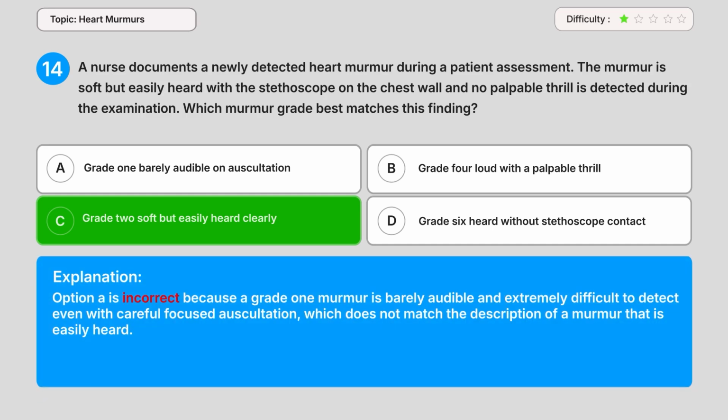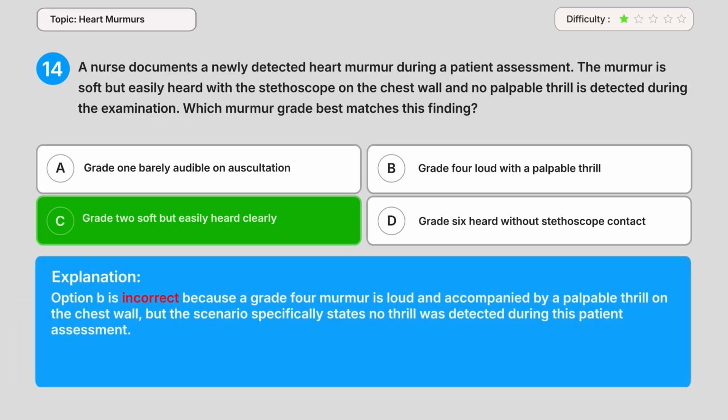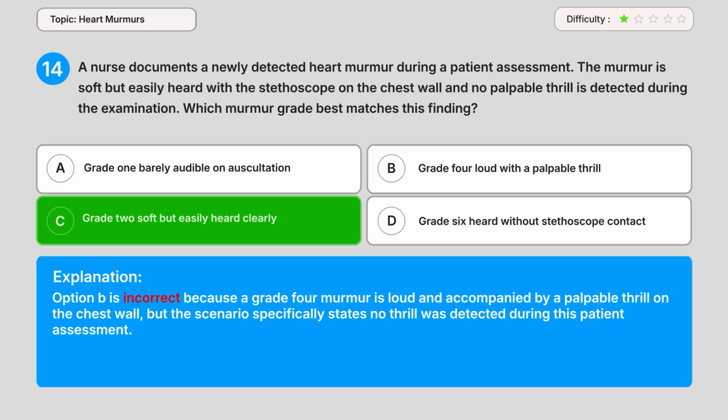Option A is incorrect because a grade 1 murmur is barely audible and extremely difficult to detect even with careful focused auscultation, which does not match the description of a murmur that is easily heard. Option B is incorrect because a grade 4 murmur is loud and accompanied by a palpable thrill on the chest wall, but the scenario specifically states no thrill was detected during this patient assessment.